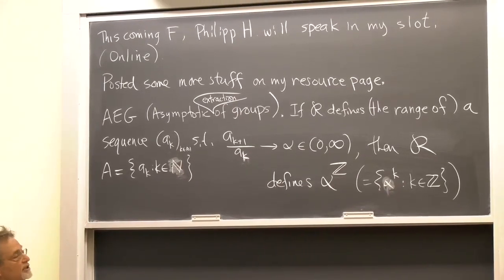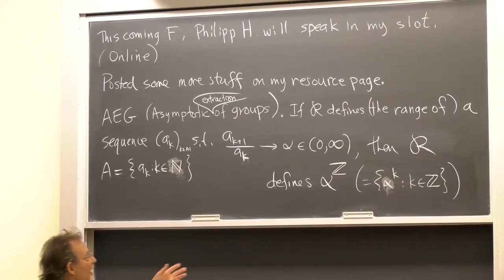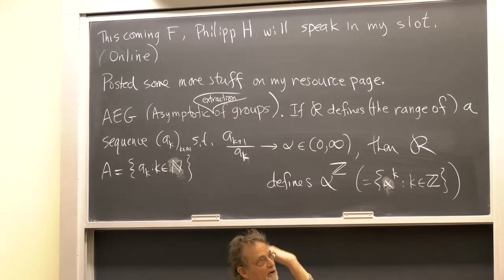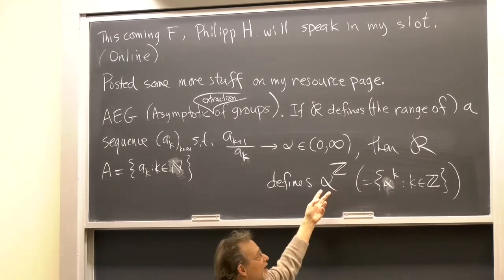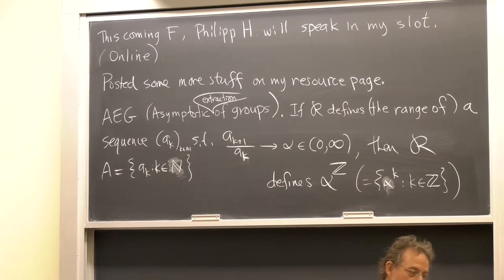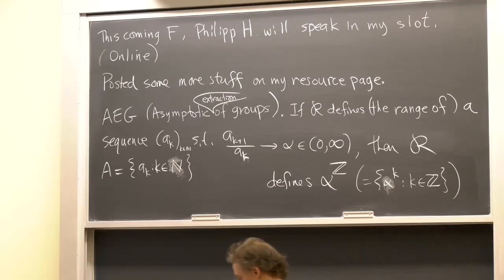And of course, the converse to this is also obvious. If I do define this guy, then when I go out to plus infinity, I'll get the range of the sequence, and the successor over the predecessor is certainly going to be equal to alpha each time, right? So this is an if and only if statement, but this is the part that's interesting.